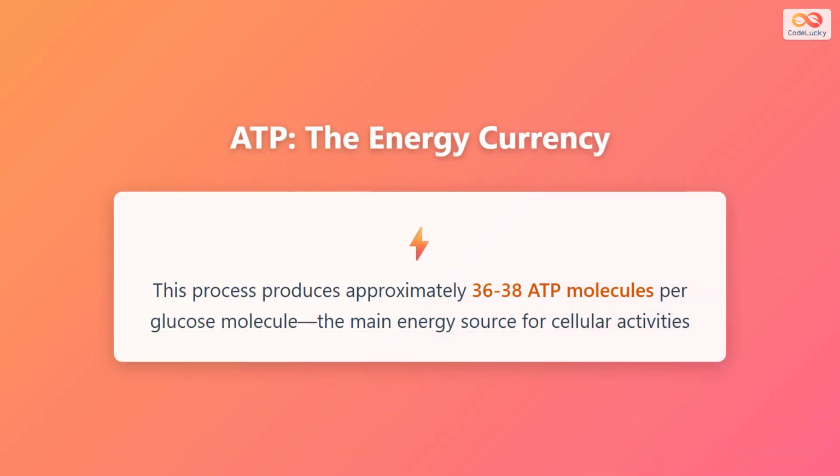ATP is often called the energy currency of the cell, and for good reason. This process produces approximately 36 to 38 ATP molecules per glucose molecule, depending on the efficiency of the cell. That's a huge amount of usable energy. Every time you move a muscle, send a signal through your nervous system, or build new proteins, you're using ATP that was created through cellular respiration. Without this process, life as we know it would be impossible.